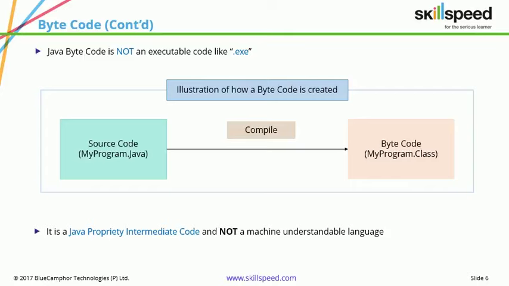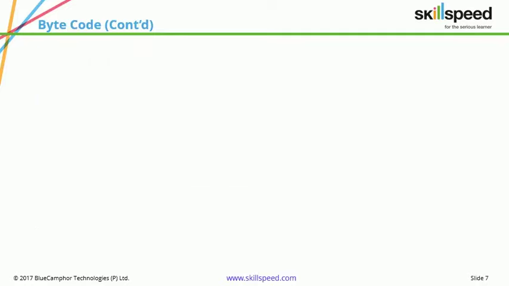But when you look at the Java language, whenever you compile a Java program, there is another file that is generated. Say for example, if I have a Java program called myprogram.java, when I compile it, it generates another file called myprogram.class. Alright.